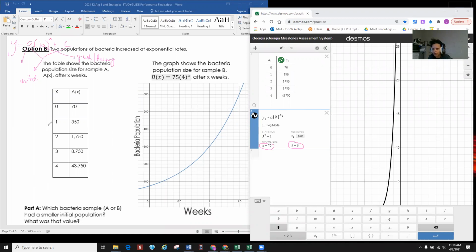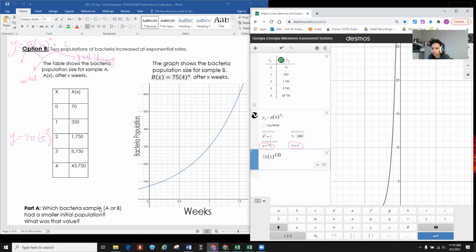So my equation for this function is y equals 70 times 5 to the x. And you can check that, right? Let me check 2 and see if I get 1750. If I put 2, do I get 1750? Yes. If I put 3, do I get 8750? Yes. If I put 4, do I get 43,750? Yep, I do. If I put 1, do I get 350? Yes. If I put 0, do I get 70? Yes.